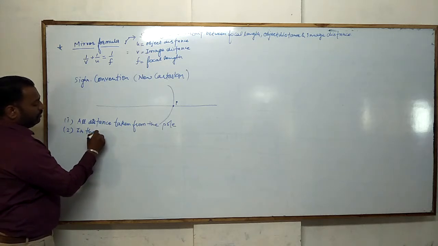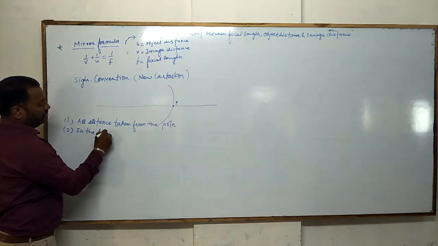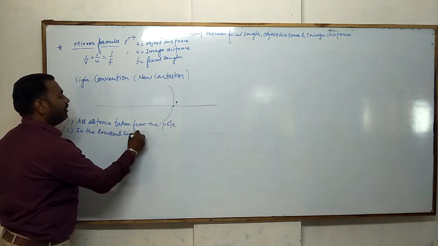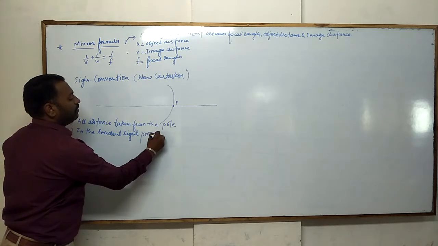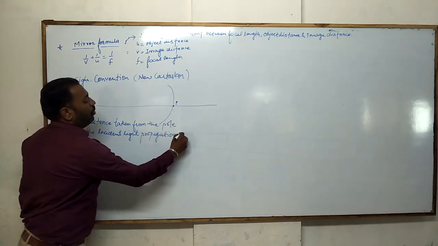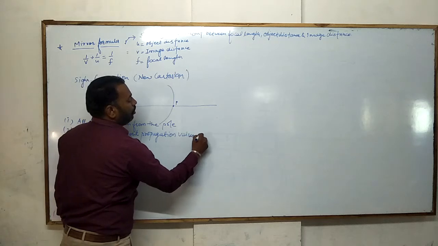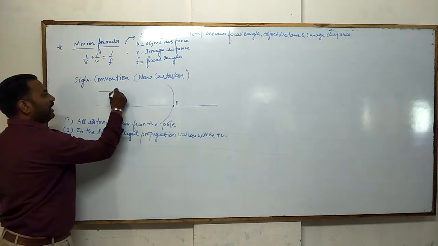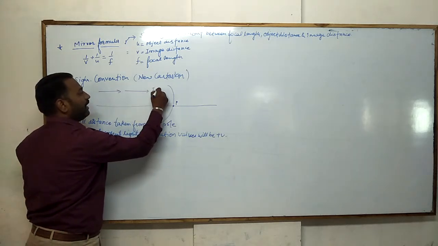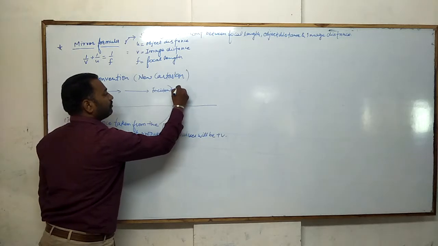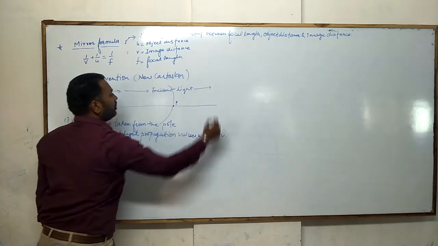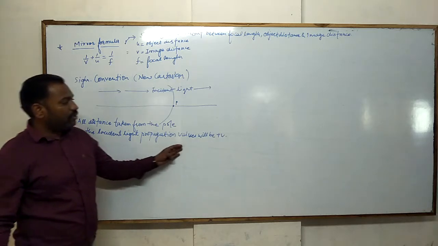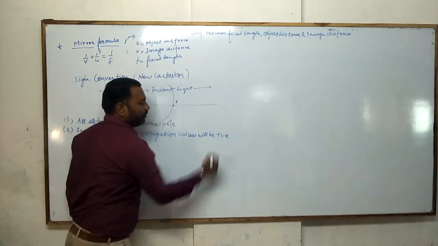in the incident light propagation direction, values will be positive. So the direction of incident light is like that. All values in the direction of incident light propagation will be positive.